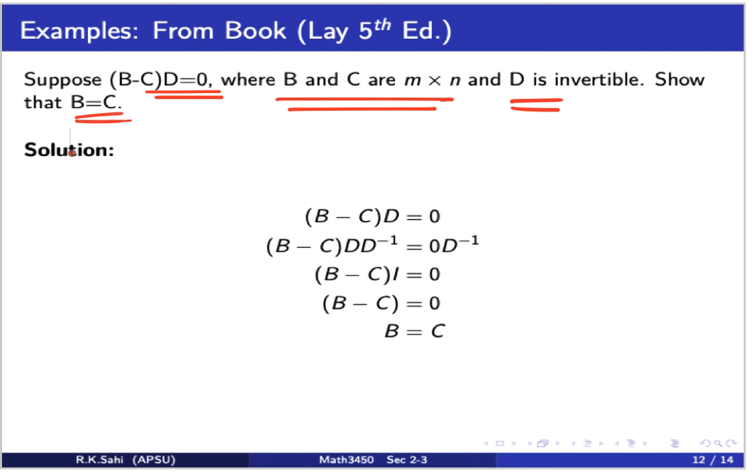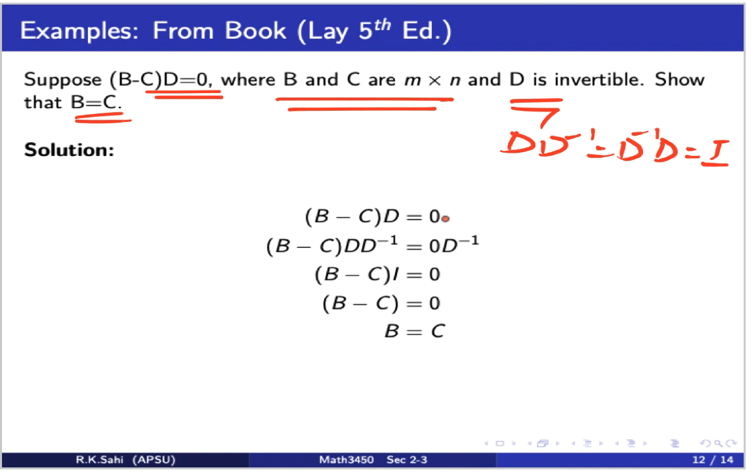Okay, let's go ahead and do this. We are given the equation (B minus C) times D equals 0. Now D is invertible. What does that mean? D inverse D equals D D inverse equals identity. So we're going to multiply D inverse on the right hand side on both sides of the equal sign. So what do we get? (B minus C) times D inverse equals 0 times D inverse.